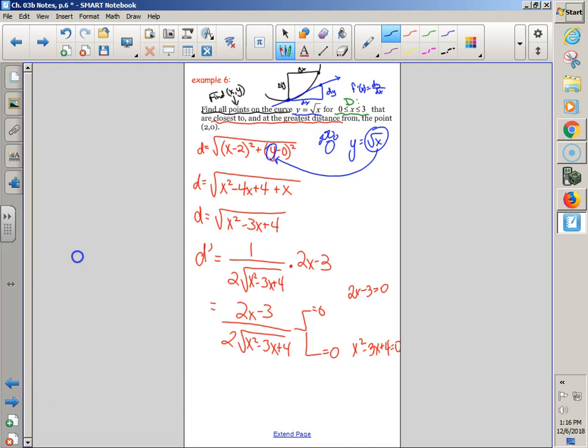Should you feel ashamed if you can't factor? No. But if you don't work on it, that's the shame. Does that make sense? Okay.